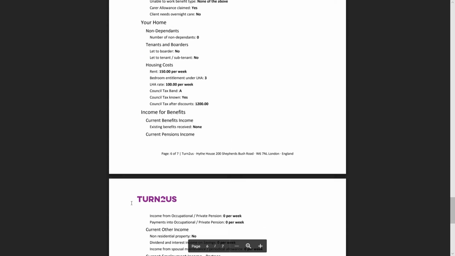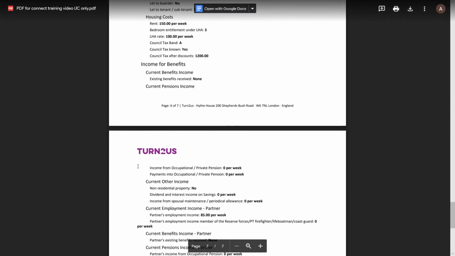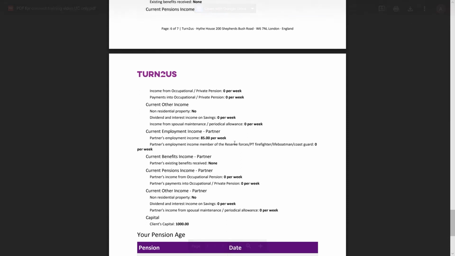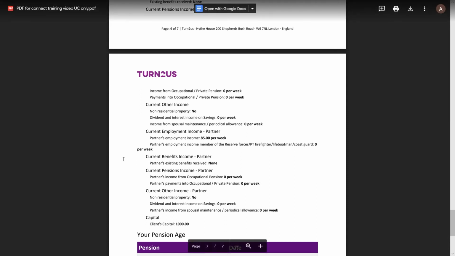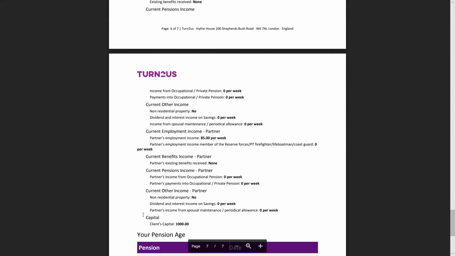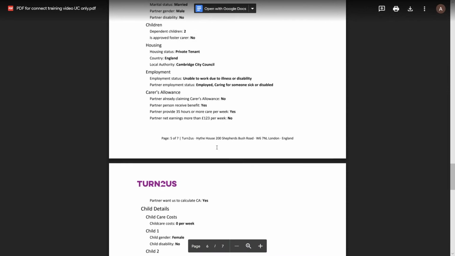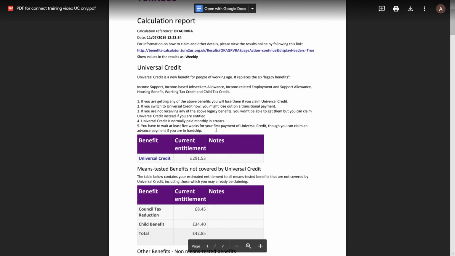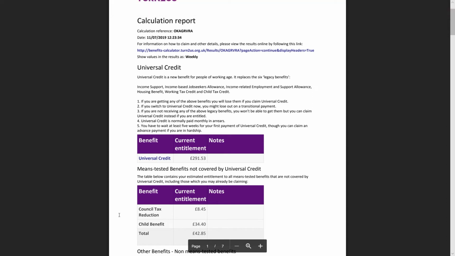Their only income is from their partner's job, which is only £85 per week. But they do have £1,000 in savings. That's great, and you can use that information to help them. Since you know they live in Cambridge and they can claim council tax reduction, you can help them by finding out what Cambridge's process is for applying for council tax reduction.